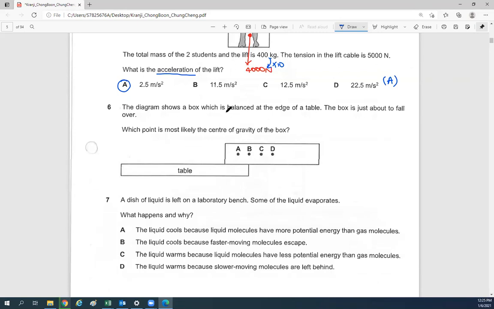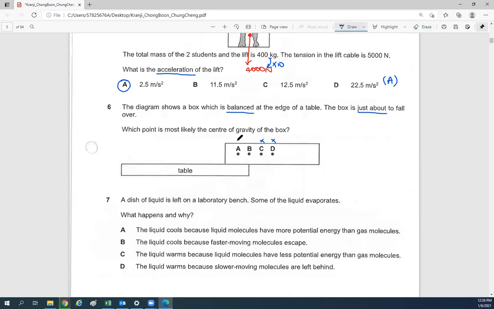Okay, next. This is balanced. That means it's not going to fall over, but it is just about to fall over. So I know that C and D cannot be the answer. If C and D is the center of gravity, the line of action is going to force this fella to topple over in a clockwise manner. Okay, but of course that's not happening. So therefore C and D is not the correct answer.